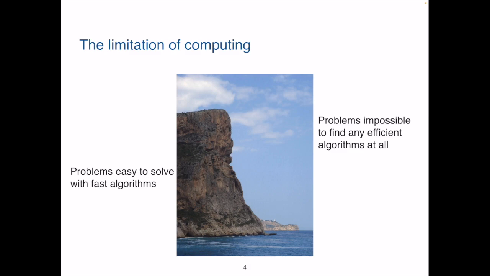So around the 60s and 70s, it was recognized that the problems computer scientists were working on seemed to fall into two loose categories: ones that were easy to solve with fast algorithms, and ones for which it seemed to be impossible to find any efficient algorithm at all. Theoretical computer scientists started to find a practical way to distinguish between easy and hard problems.